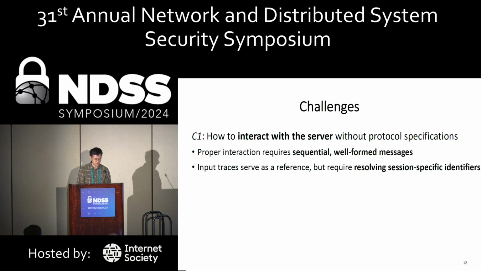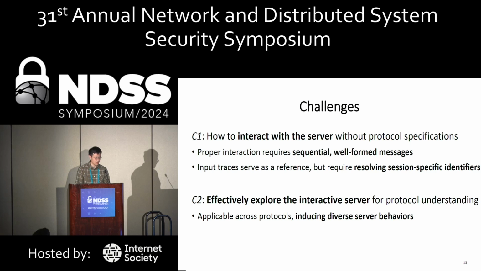To achieve this approach, we need to address 2 challenges. First, how to interact with the server. Since the server is a stateful system, it usually requires well-formed messages in a specific sequence. For this problem, the input network traces can be used as a reference, since they are records of actual client-server conversations. However, we need to consider the validity of session-specific identifiers. This is a widely used mechanism in protocols. An example is the cookie field in the HTTP protocol. The second challenge is how to explore the interactive server in an effective way to understand the protocol. The strategy should be generic and effective.